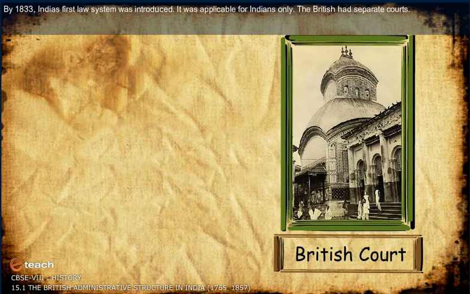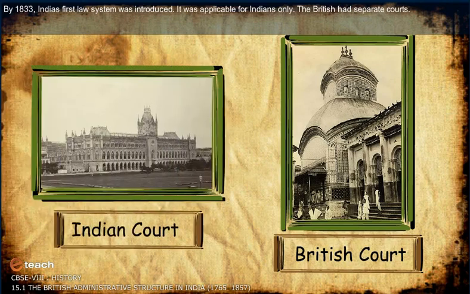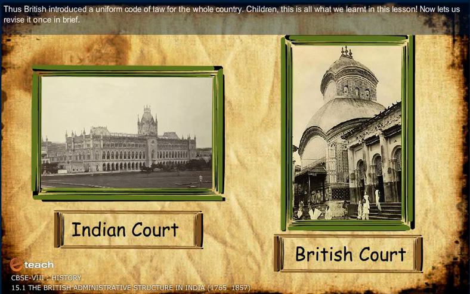By 1833, India's first law system was introduced. It was applicable for Indians only. The British had separate courts. Thus, the British introduced a uniform code of law for the whole country.